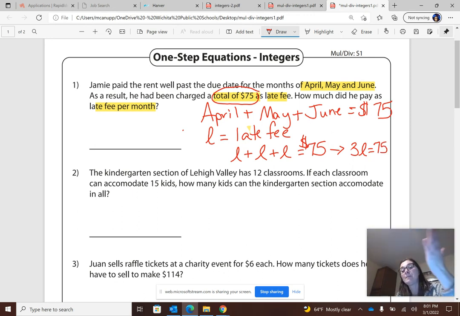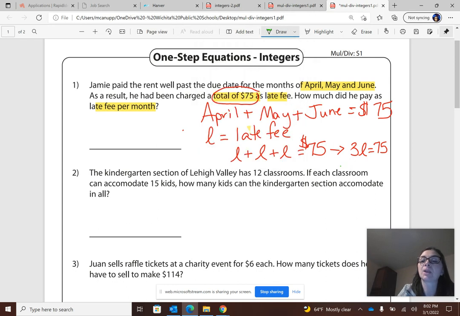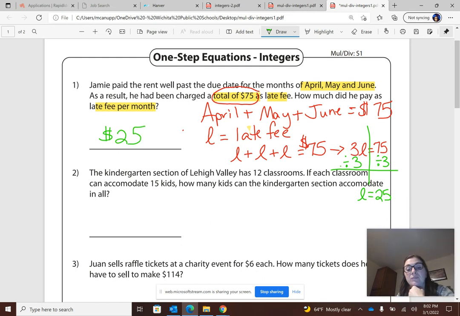The hard part is done. Now you have something that you worked with last week. We know that the 3 and the L smashed together means multiply. So the opposite of that is to divide by 3. We have to do that math on each side of the problem. And so we know that L is going to equal, I can do this in my head because it's quarters. 3 quarters gives me 75 cents. So I know the late fee per month is going to be $25. Okay.